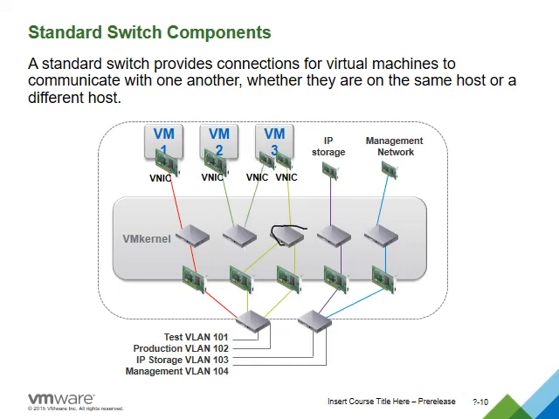The third switch right here, we see it's got two uplinks. They're set up in a team for failover. So if this physical one goes out, this guy's still got connectivity. Now, he can't communicate with anybody but VM2. And he's got two adapters.